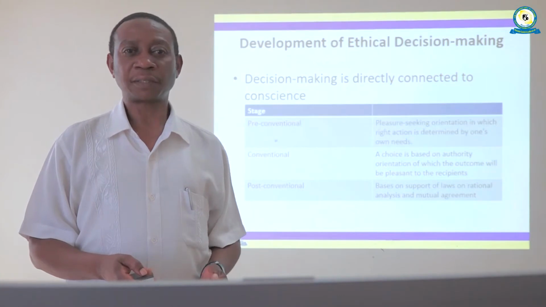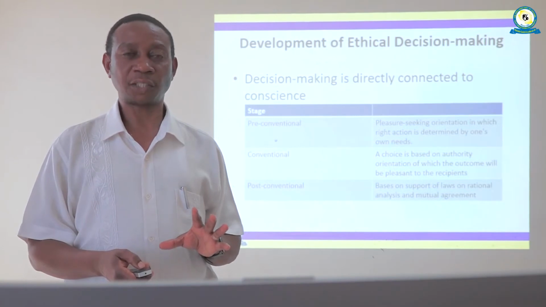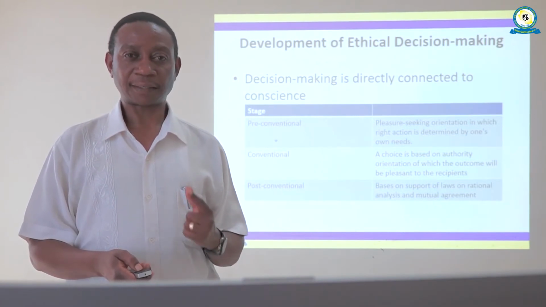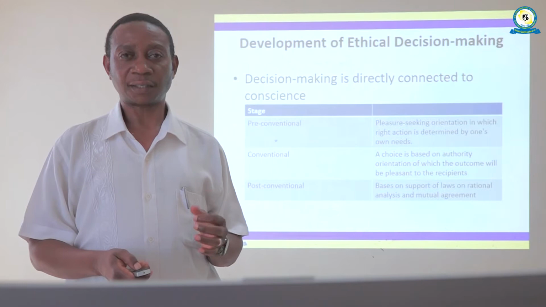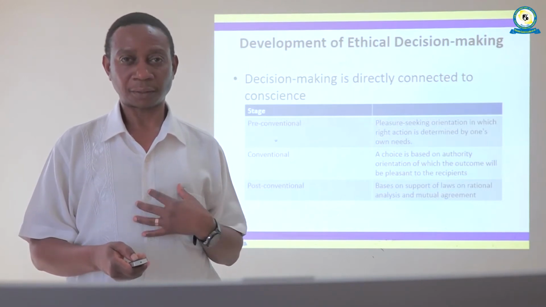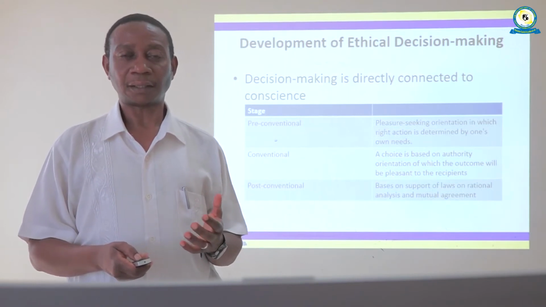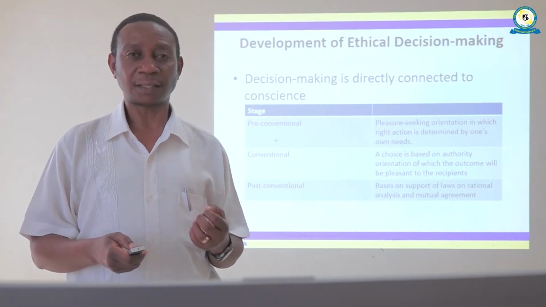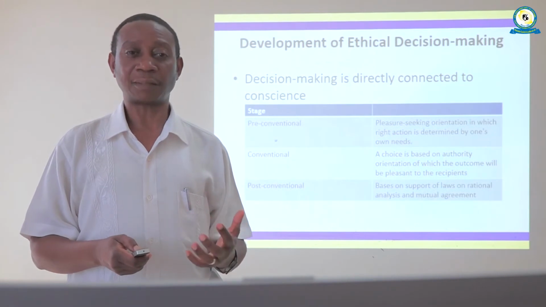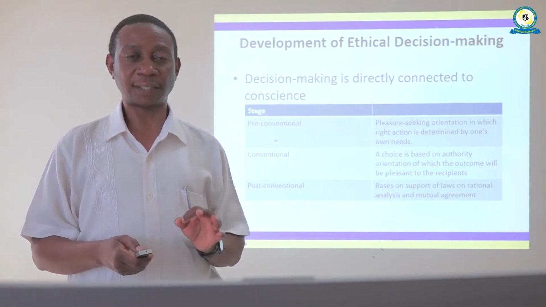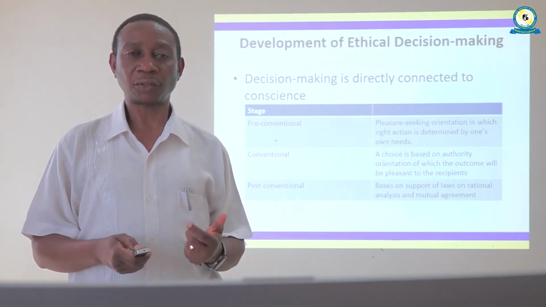Let's look into the development of ethical decision making. When we decide, there are very basic issues that you need to consider. Decision making is directly connected to conscience. Conscience is also what we call moral. It drives you to decide ethically. You need to think of what will be the effect when you decide, what will be the outcome when you decide. And then the 3 things that you need to consider are pre-conventional, conventional, and post-conventional.